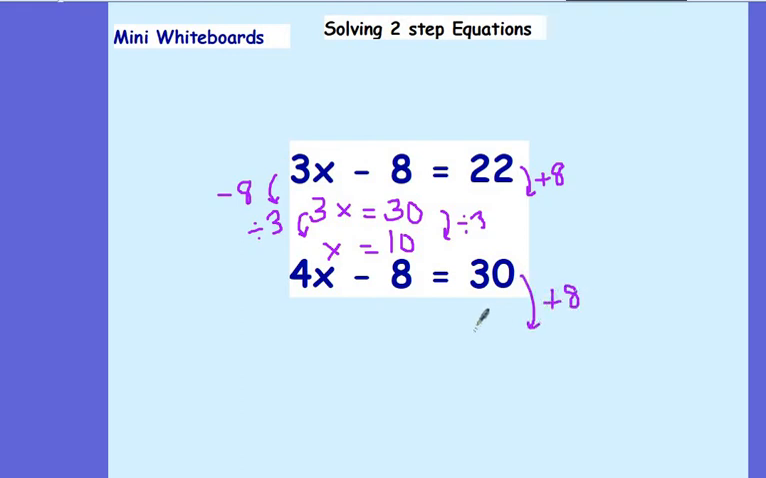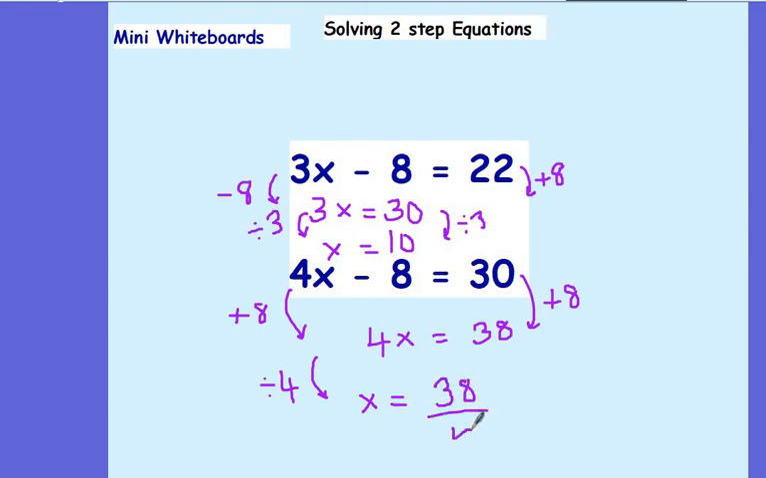For the second one, we're going to start off in the same way. We're going to add 8 to both sides, which gives me 38. 4x equals 38. My next step, I'm going to divide both sides by 4, which will give me 38 over 4, which I can simplify to 19 over 2. I've included this example so you can notice that you might not always get a whole number as your answer.